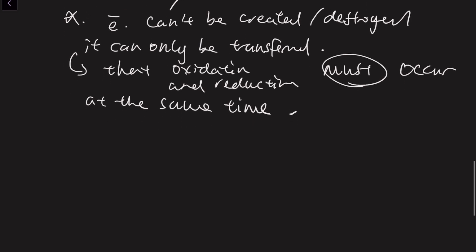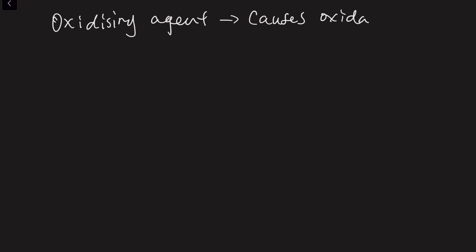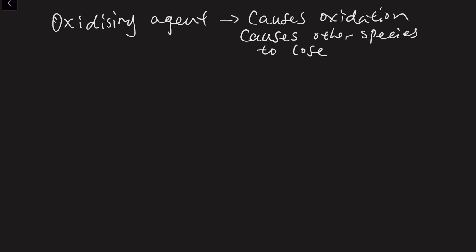And because of this important definition, we can create more terminologies. So this is actually a very confusing terminology for many students. Oxidizing agent. So oxidizing agents cause oxidation. In other words, it causes other species to lose electrons.